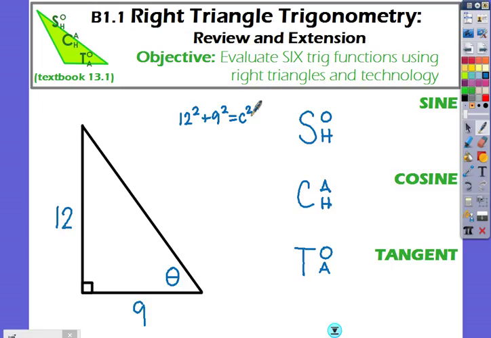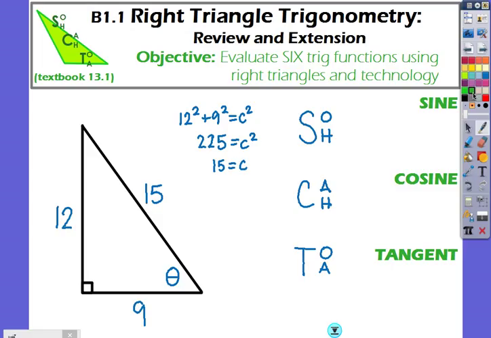Today's a calculator day, so if you don't have one, you should grab one. 12 squared plus 9 squared, 225. Square root would be 15, yeah? So that means our hypotenuse is 15 on this one.